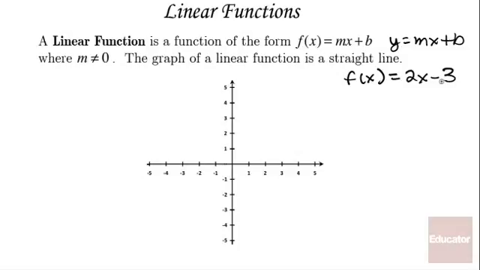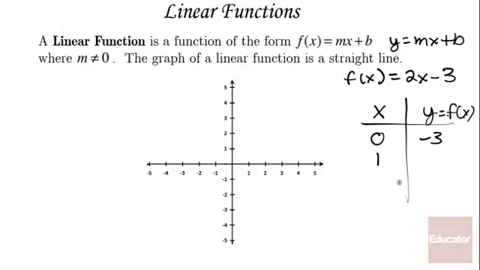In order to plot this out, what I could do is graph out some coordinate pairs, or I could find the intercepts. So let's make a table and generate some coordinate pairs. If I have x and y, if I let x equal 0 and insert that into the equation, f of x, or y, is going to equal negative 3.